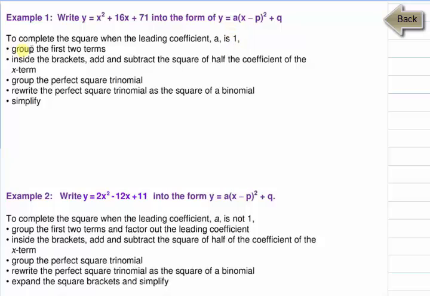Our first step is to group our first two terms. Then inside the brackets we want to add and subtract the square of half the coefficient of the x term, group the perfect square trinomial, rewrite the perfect square trinomial as the square of a binomial, and then simplify. Okay, so let's write the equation to start with. So y equals x squared plus 16x plus 71. So the first thing we want to do is to group our first two terms, like that.